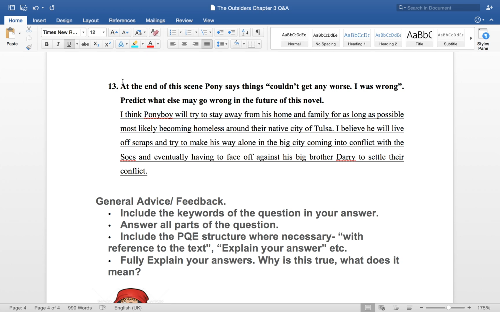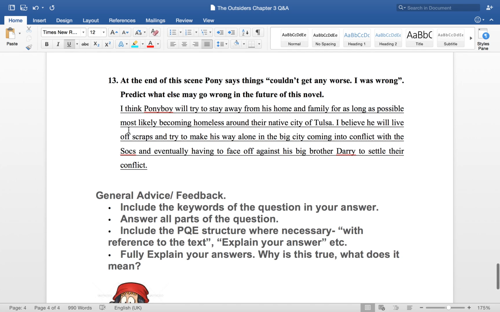Question 13. At the end of the scene, Pony says things couldn't get any worse. Or sorry, he thought things couldn't get any worse, and he was wrong. So this is foreshadowing. We know what foreshadowing is. We remember from Romeo and Juliet. Foreshadowing is when we get a hint of what's to come in the future. It kind of builds suspense for us as readers.